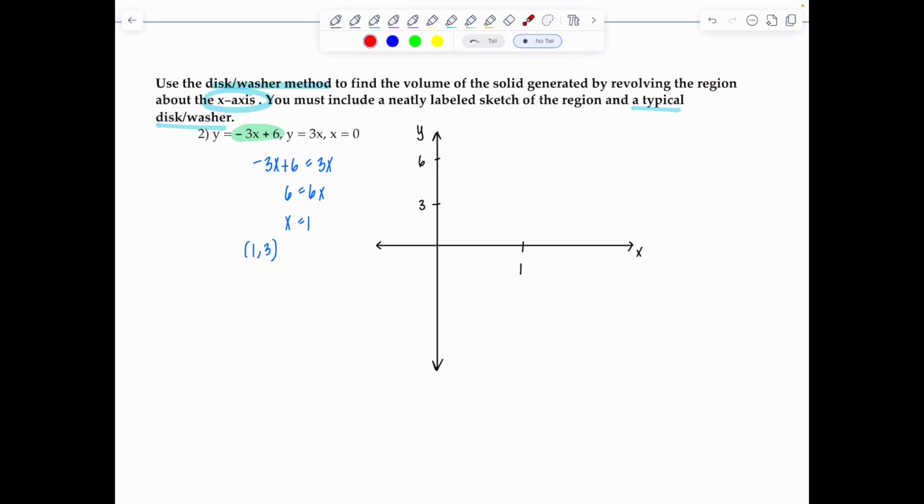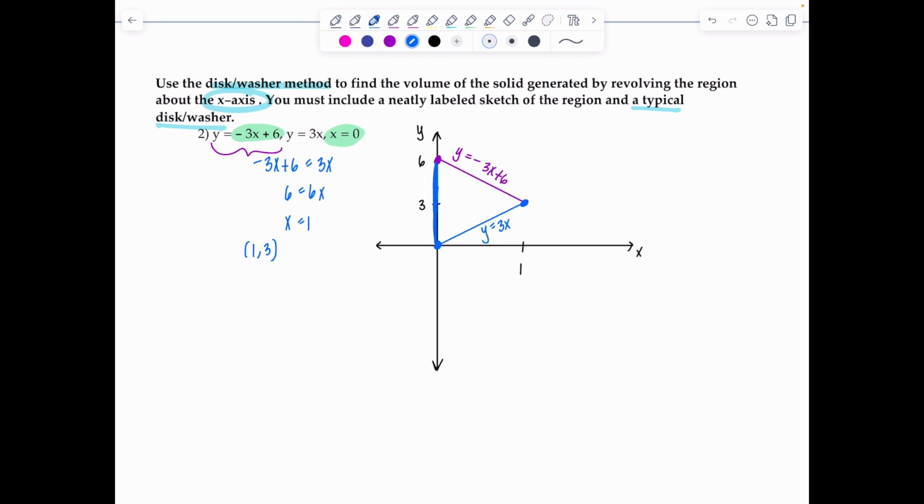Okay. So we have, let me graph this guy, negative 3x plus 6. So it's going to go through 0, 6, and then 1, 3. It'll keep going, but this is the only part that's interesting to me for our purposes. So y equals negative 3x plus 6 is right there. And then y equals 3x, intercept is 0, 0. And then it also goes through 1, 3. And then x equals 0. Well, don't forget that's the y-axis. So right here, this is also bounding the region. Let me just darken it.